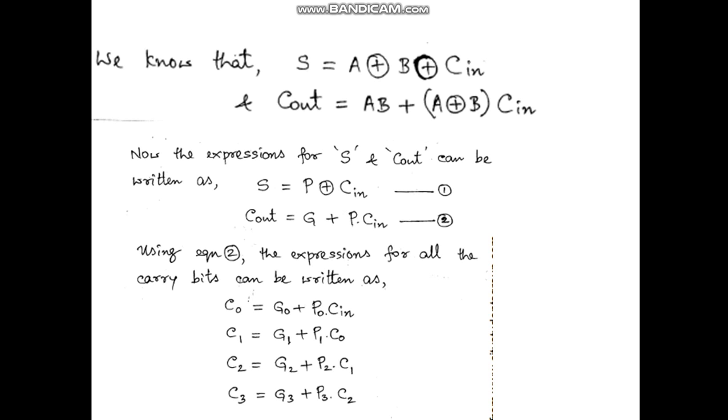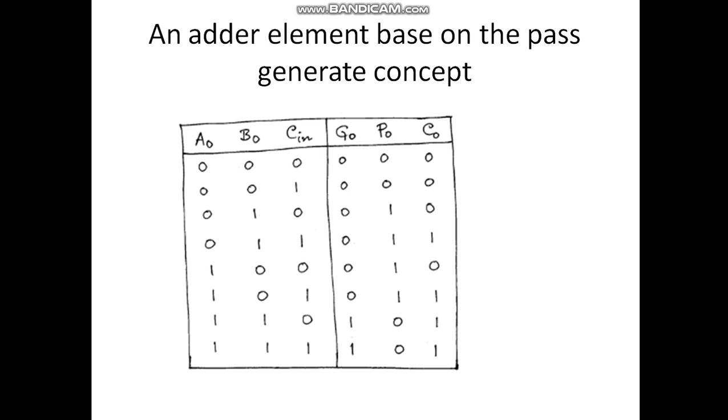Considering this expression, we get this truth table. So in the truth table, you can see that when P0 is equal to 1, C0 is same as C in. And when P0 is equal to 0, C0 is same as A0 or B0.